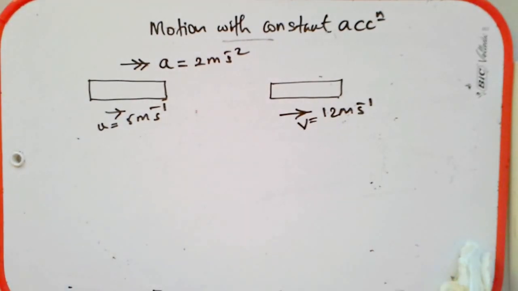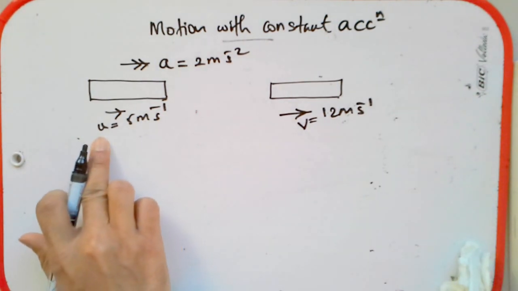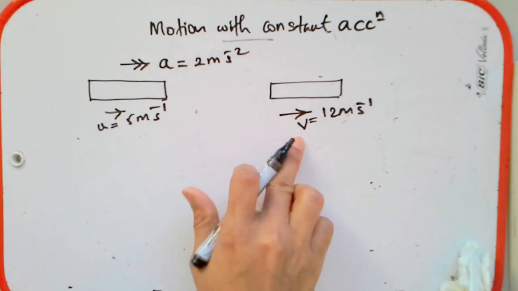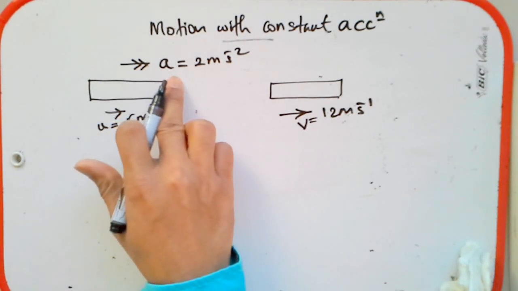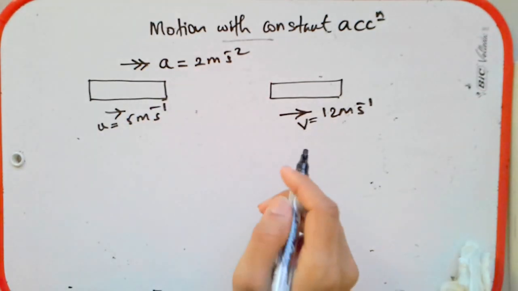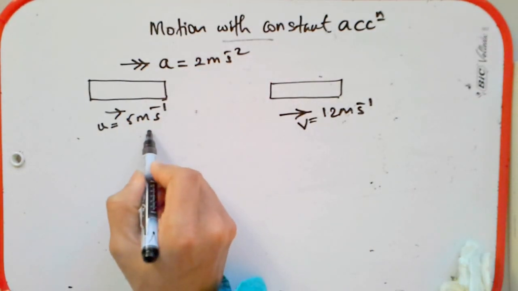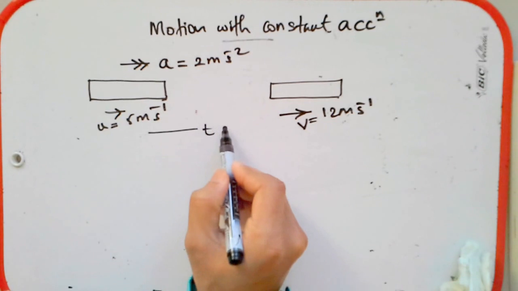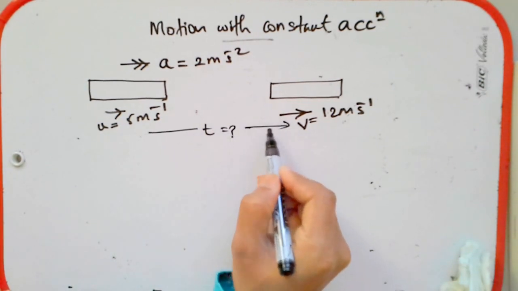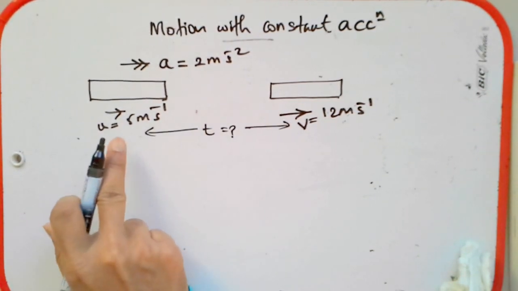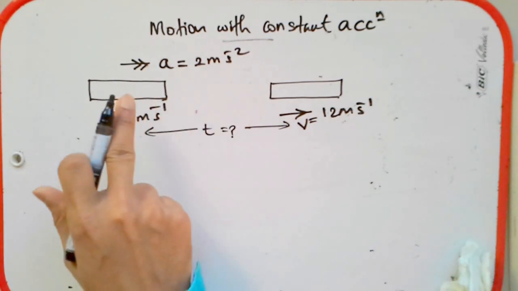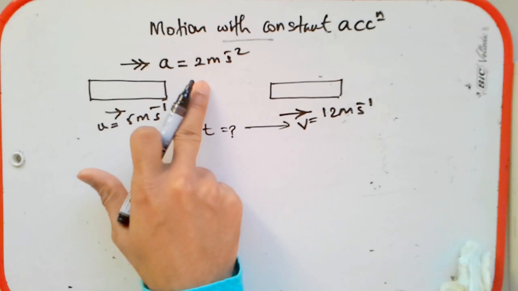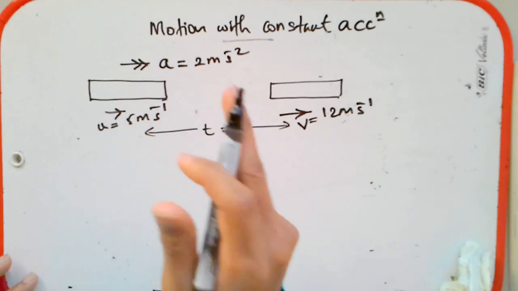Okay, this is how I am going to use them throughout this video. The initial speed is u, final speed is v, acceleration is a. Sometimes I will use g to say if the motion is under gravity. So the question is, what is the time taken for the car to change its speed from 5 to 12 meters per second if it travels with 2 m/s²? So how do you do this?